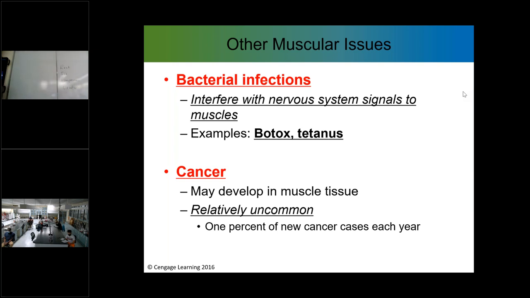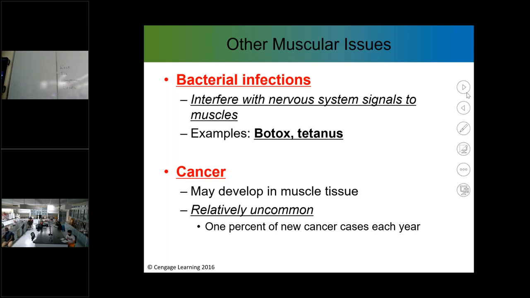Cancer. Not so common in the muscular system, we have to tell you that, right? So relatively uncommon, 1% of new cancer cases each year. So that's at least one area of the body that's really not susceptible so much to cancer type activity as other areas are. Why do you think that is?